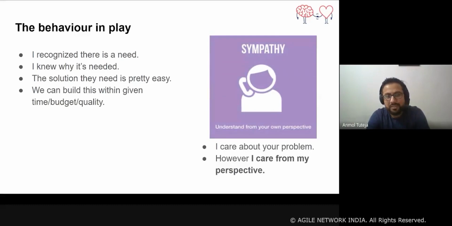So actually, what I was doing was just being sympathetic to the user. I cared about his problem, but I cared from my perspective. I didn't give much thought to what the actual feeling of that person was while he was going through the problem he was describing. So essentially, this is the first answer to all the confusing terms that I had mentioned before. Sympathy is caring about the problem, but from your own perspective and not from the other person's.